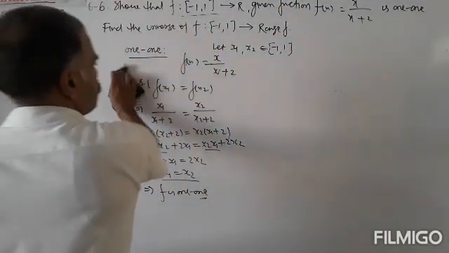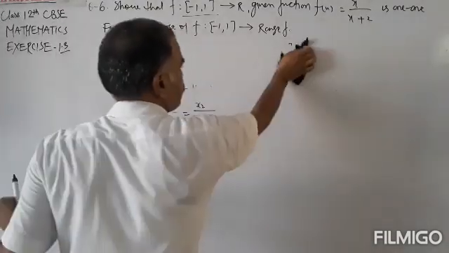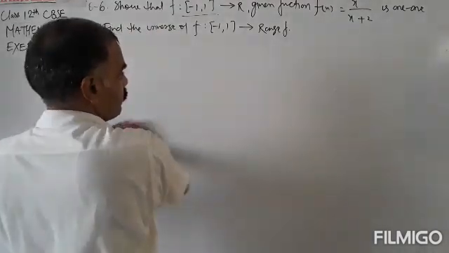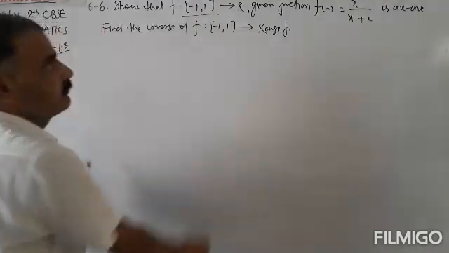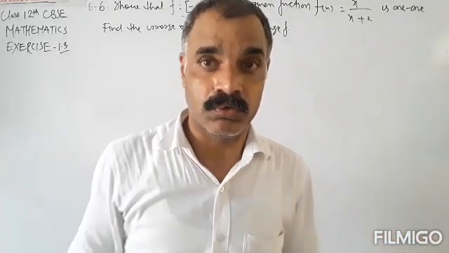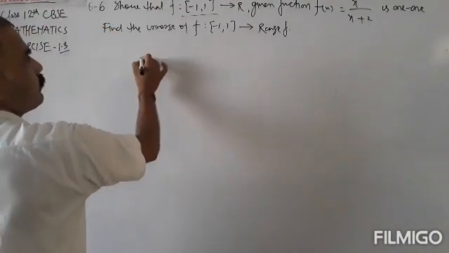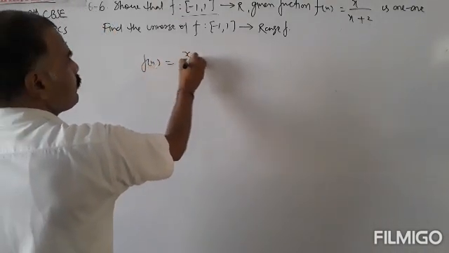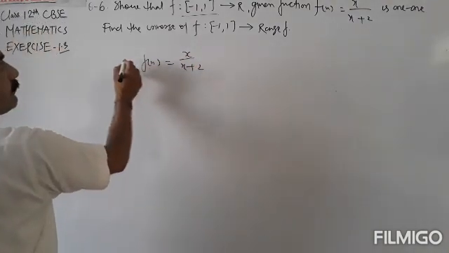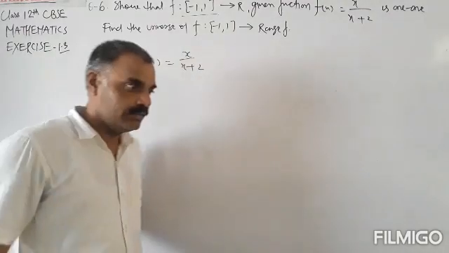Okay, so the second part of the question is the inverse of f. We have to find the inverse only, not to prove that the given function is invertible or not. So directly we have to find the inverse. The function f(x) is given as x upon x plus 2. We are going to find the inverse of the given function.